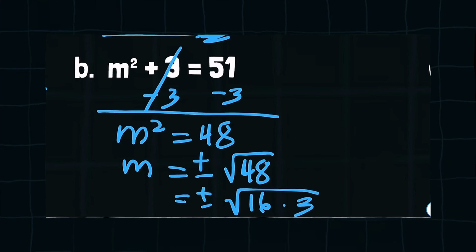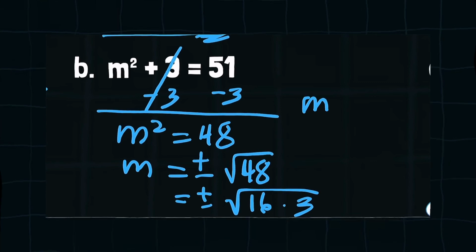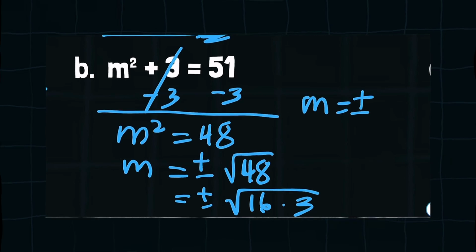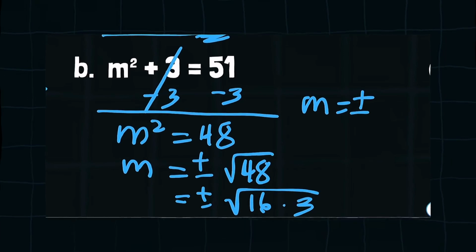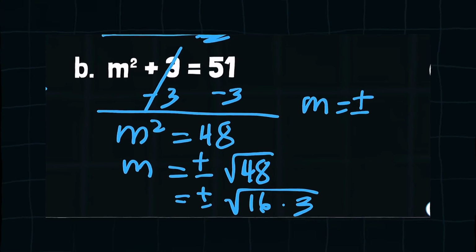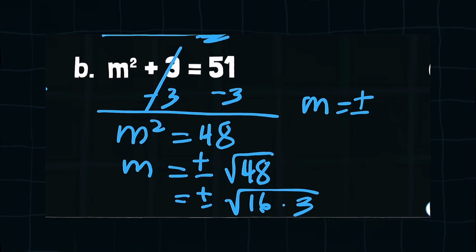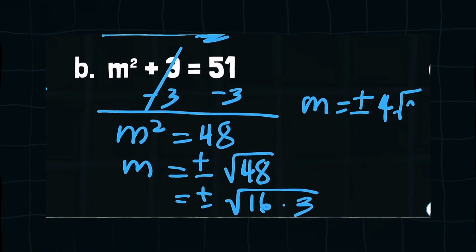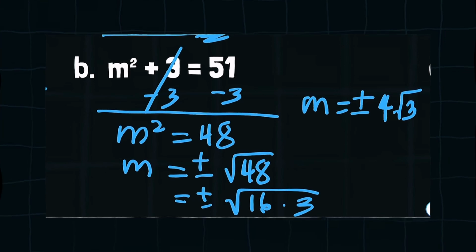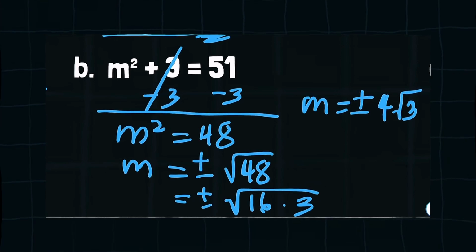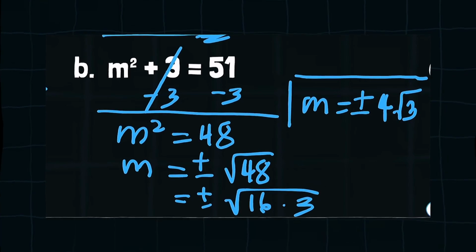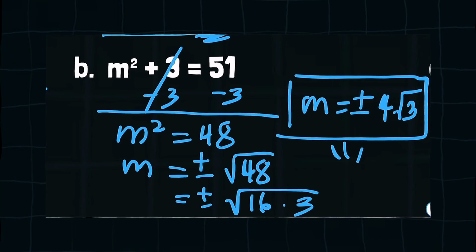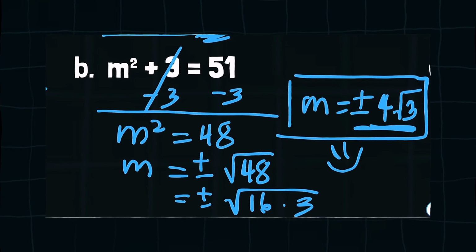As we continue, we write m equals plus or minus square root of 16 times 3. We know we can simplify this one, right? The thing that we can do here is to simplify the radicand. Then we have square root of 16 is 4. Then we write 4 outside the radical symbol. Square root of 3 is just the same. Why? Because 3 is not a perfect square number. So it will remain. There you go. After following the right process, we have the final solution of m equals plus or minus 4 square root of 3.